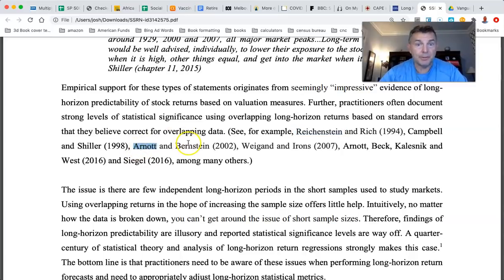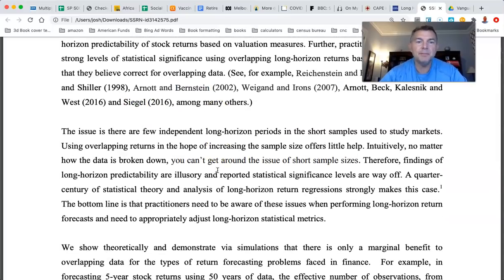Rob Arnott. I'm sure that's Peter Bernstein. Some of the biggest names in this business.